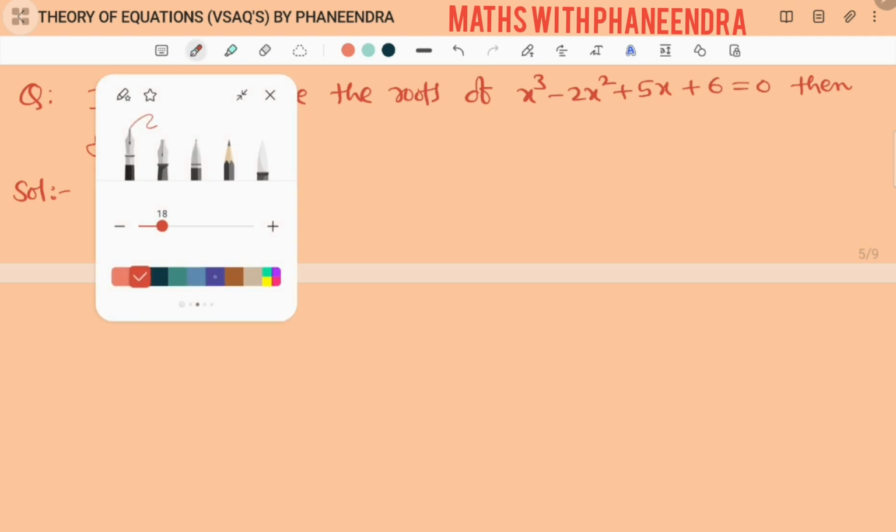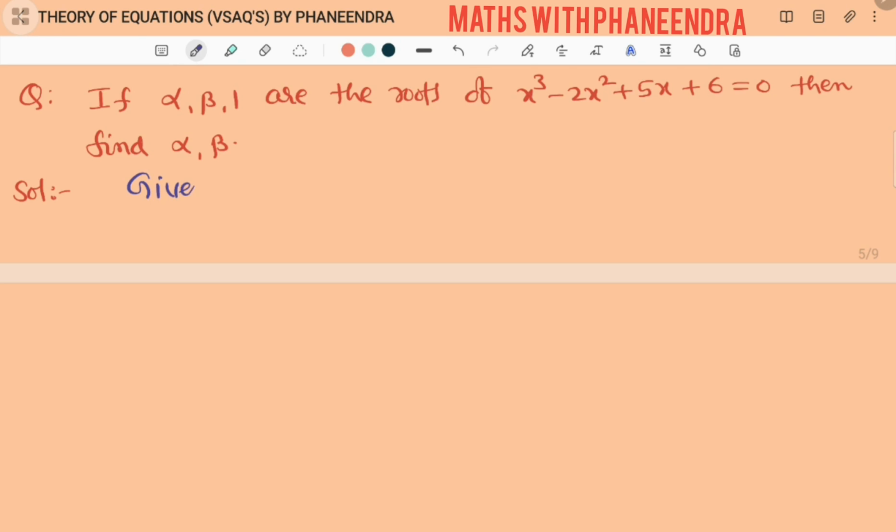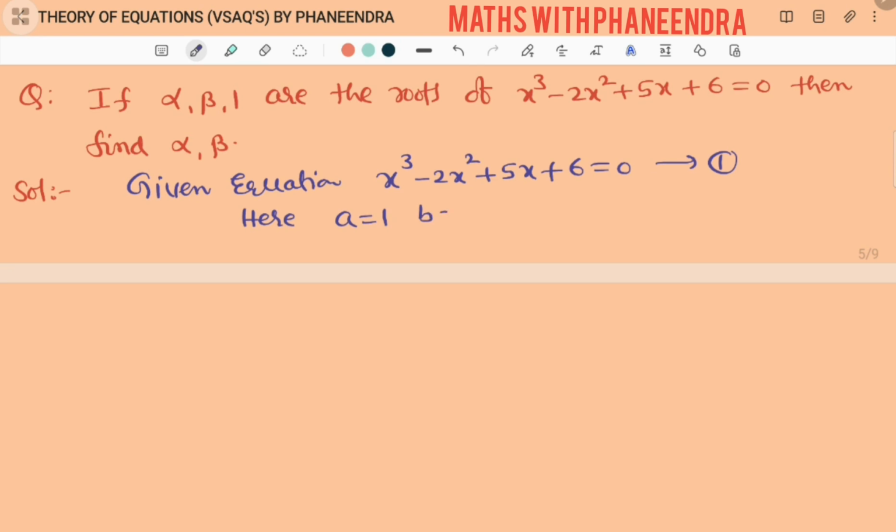First step, given equation x cube minus 2x square plus 5x plus 6 equal to 0. Keep that as equation number 1. Compare with ax cube plus bx square plus cx plus d. Here a is equal to 1, b is equal to minus 2, c is equal to 5, d is equal to 6. And given the roots of equation 1 are alpha, beta, comma 1. So here, one by one we will apply the product of the roots, alpha and beta.